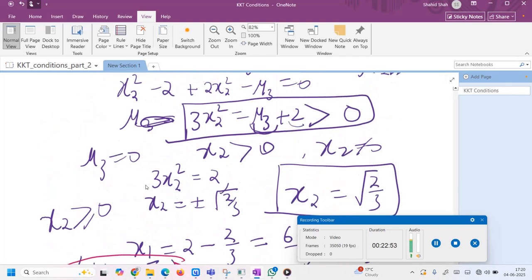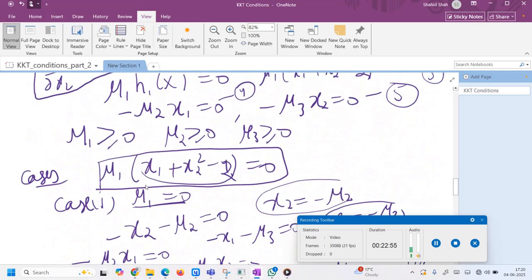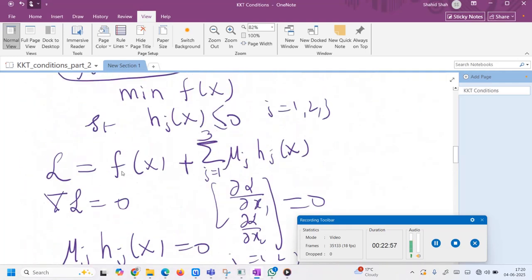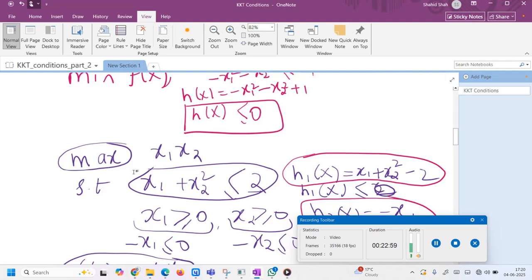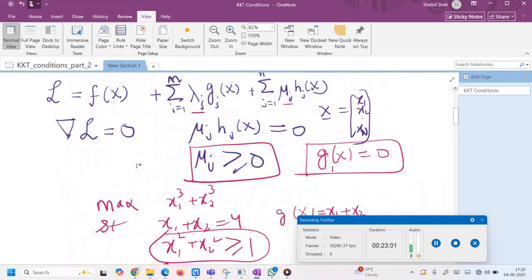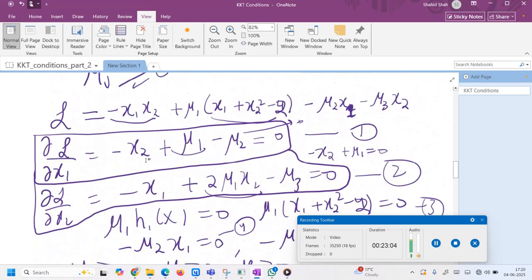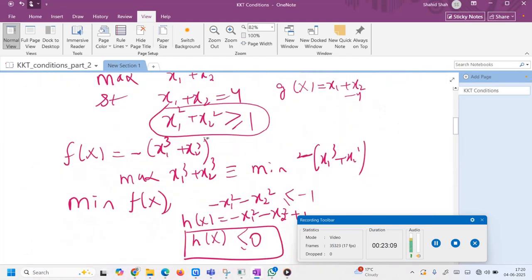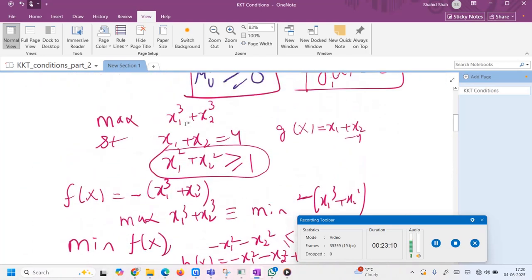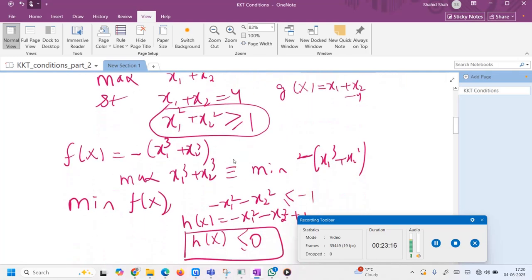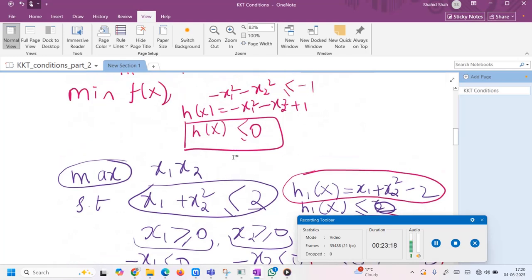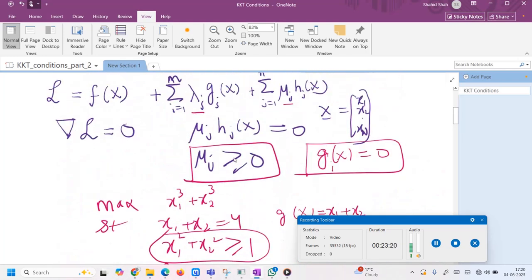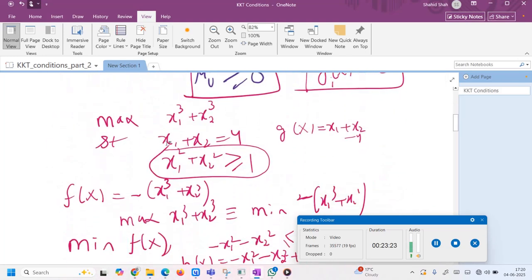Now you see the KKT conditions are very tedious, and you should not worry about it. You will not be asked very hard questions on KKT conditions. Very simple problems will be asked for this. By the way, in the previous video we had done just one case of this problem, that is maximize x1 cube plus x2 cube. This can also be solved in the same way. You can form the KKT conditions and then take different cases.